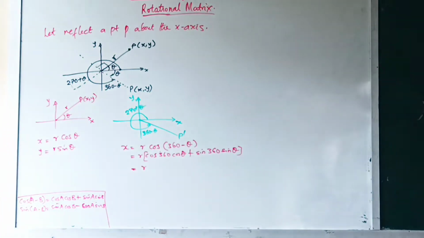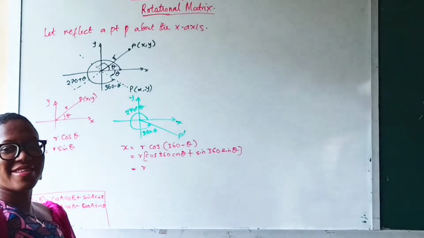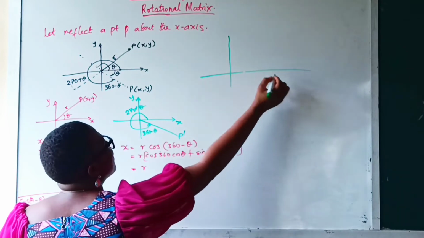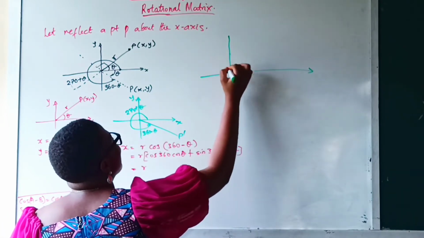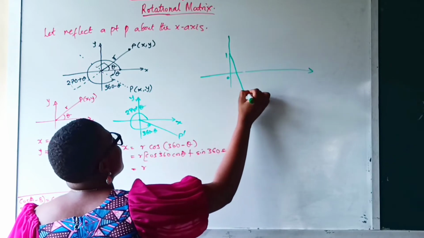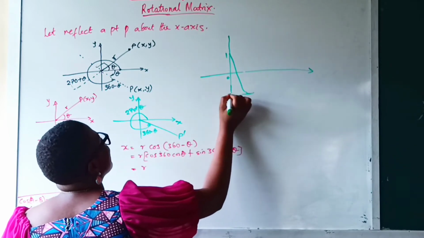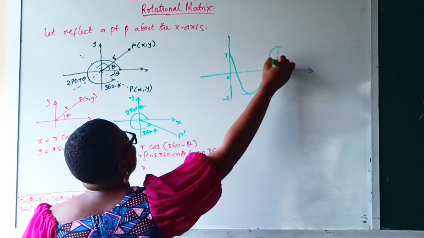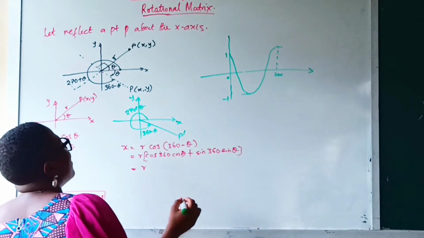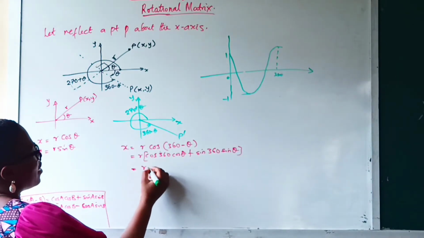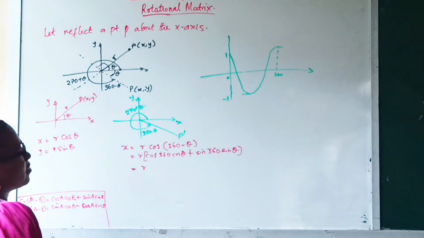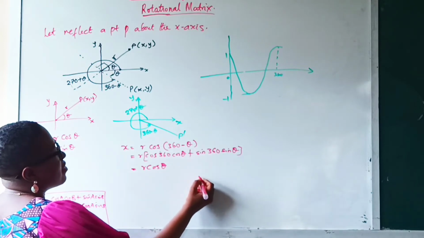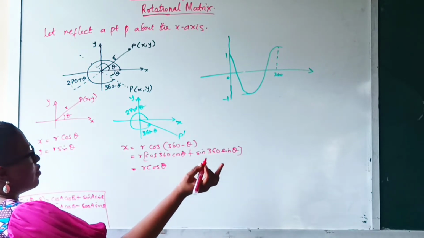What is cos 360 degrees? One way to see it is cos 0 is 1, cos 180 is minus 1, cos 360 is plus 1. So that's 1, so I don't need to write it. I have cos theta, and sin 360 is 0, so that side goes away.